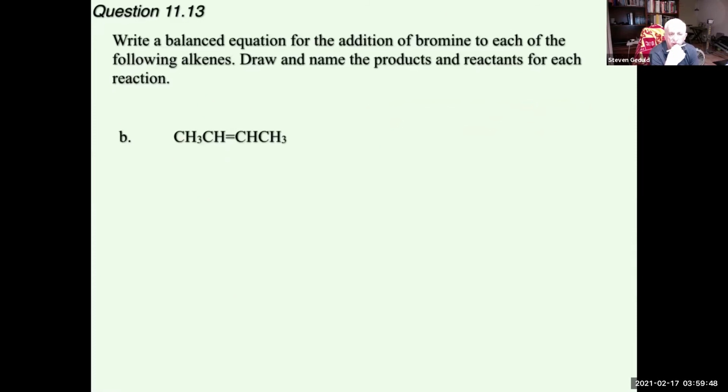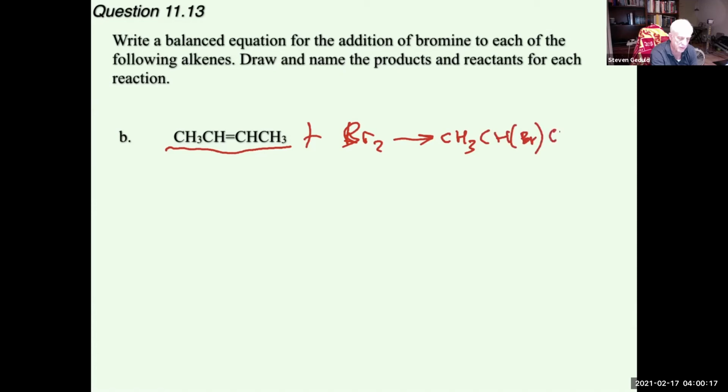Addition of bromine to the following alkene also. So this compound plus bromine, and we only need 1 because there's only 1 double bond. And it goes to, there's your CH3. Your CH of the double bond is going to add a bromine. Your CH of the double bond is going to add another bromine. And then you have CH3.